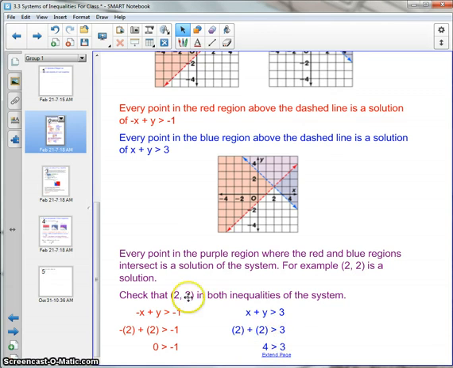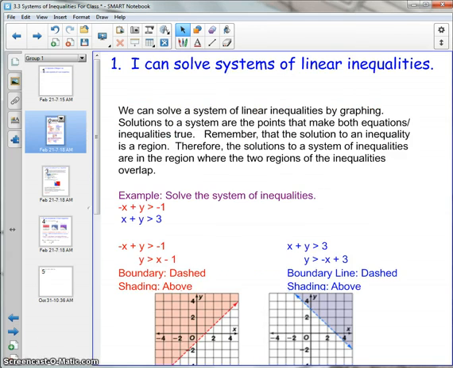So our point of 2, 2, which was in our purple region up here, works for both inequalities. That must mean that we have our correct region. So this is the solution for our system of inequalities.